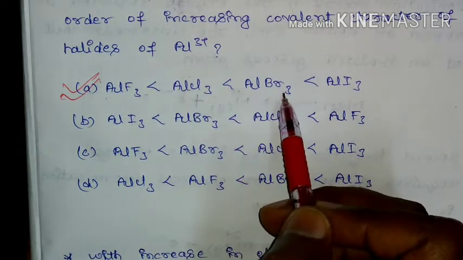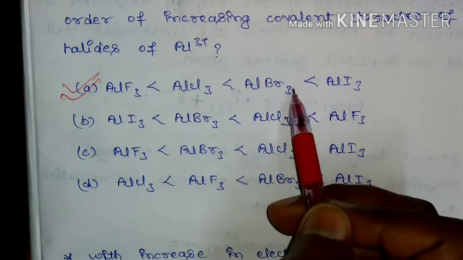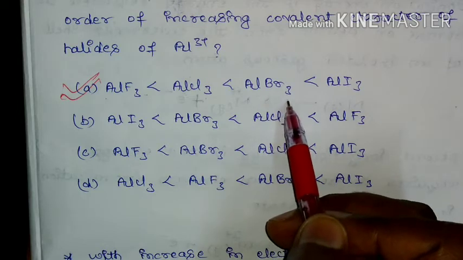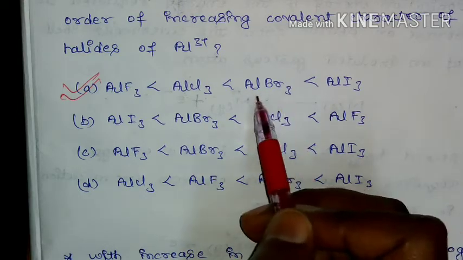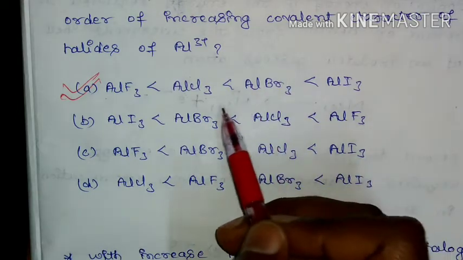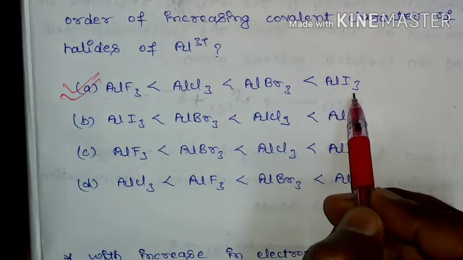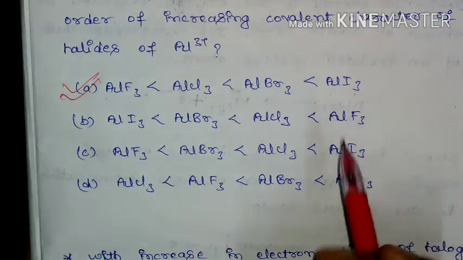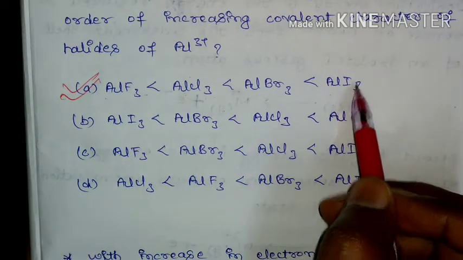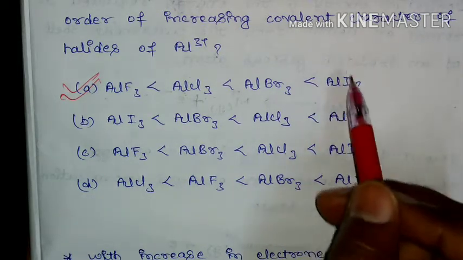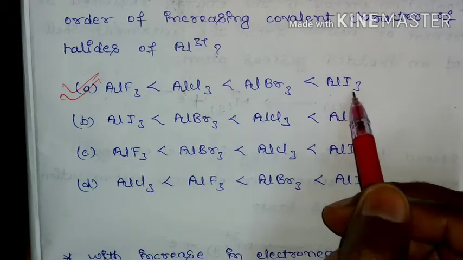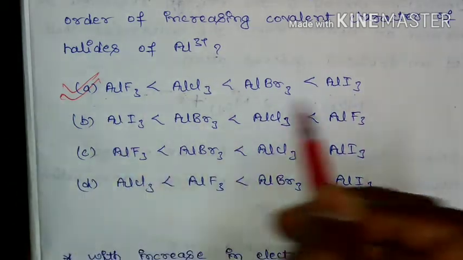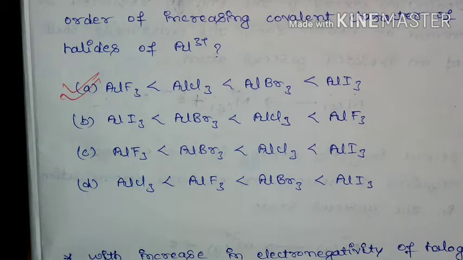And if you come to AlBr3, here bromide, again electronegativity will decrease, so hence it is going to have increased covalent character, decreased ionic character. And AlI3, since iodine is less electronegative, it is going to have maximum covalent character, less ionic character. So this is the increasing order of covalent character, which is based on the electronegativity of the halogen attached.